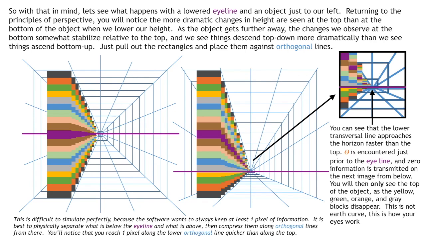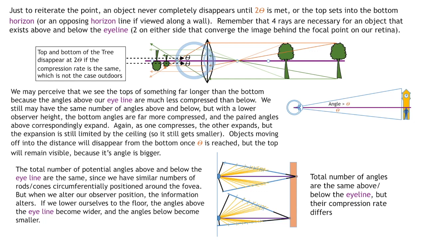You'll notice though, when you do that, you reach 1 pixel along the lower orthogonal line a lot quicker than along the top. And just to reiterate the point, an object never completely disappears until 2 theta is met, or the top sets into the bottom horizon, or an opposing horizon line if we're viewing something along a wall, let's say. But the two common methods would be if 2 theta is met, or the top sets into the lower horizon, since the lower horizon is usually much closer in than the aspects above our eye line.